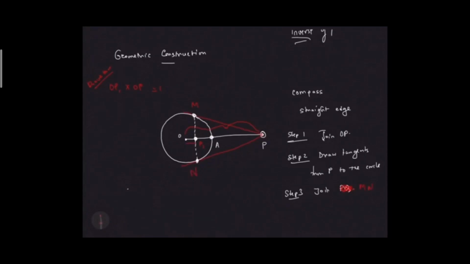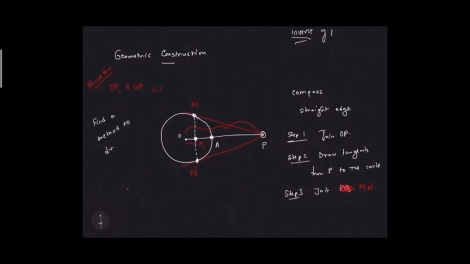So let's say, I will erase that one. So let's say MN. So that's an easy fix. So call this MN, alright? So first, prove that OP1 times OP is equal to 1.